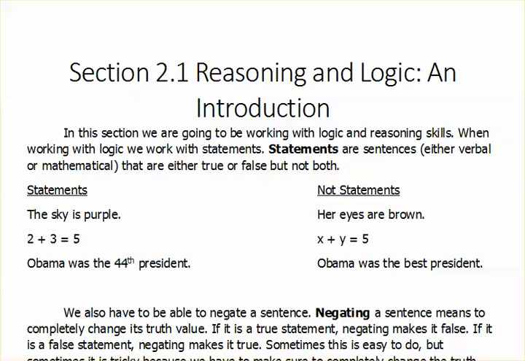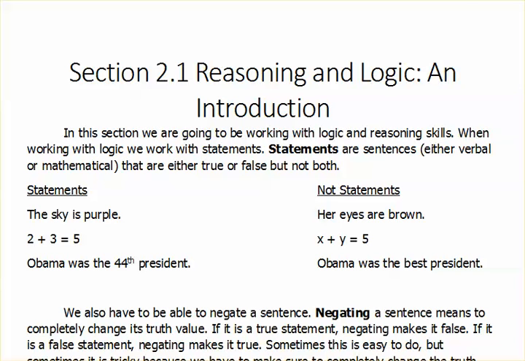Okay, in this section, we're going to be working with logic and reasoning skills. Now, when we work with logic, we work with statements. And you'd think, okay, statements, we know what statements are, but do we really? Let's make sure that we do so that we don't accidentally make some logical errors. Statements are sentences. Now, they can either be verbal or written or mathematical that are either true or false, but not both.